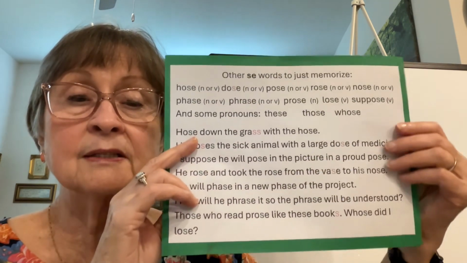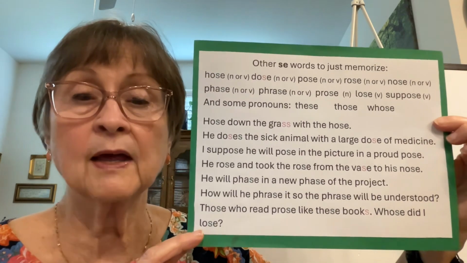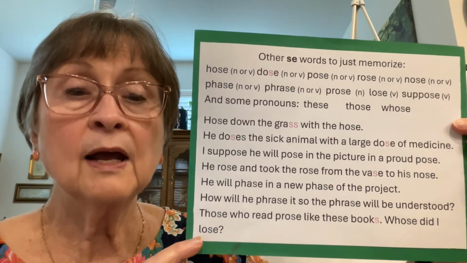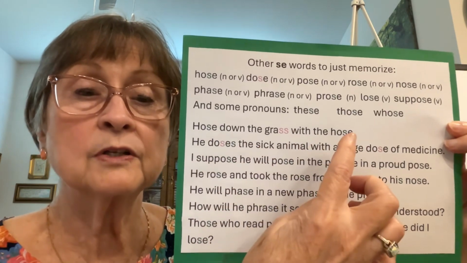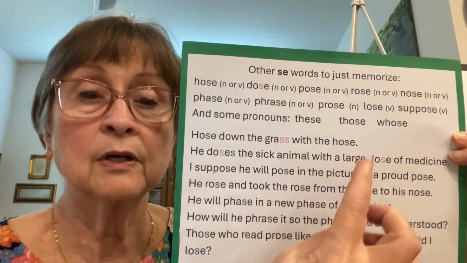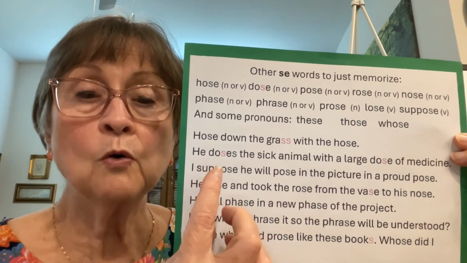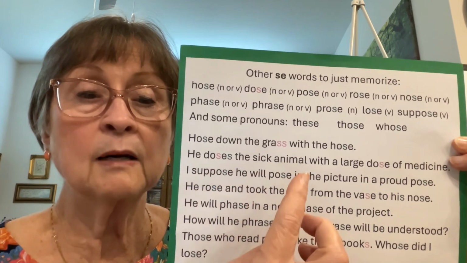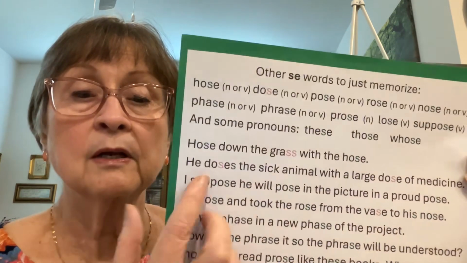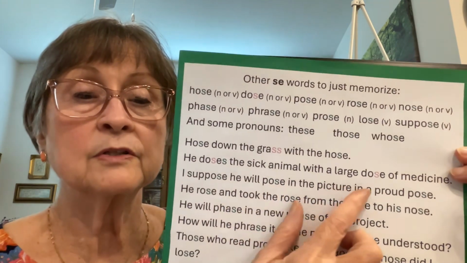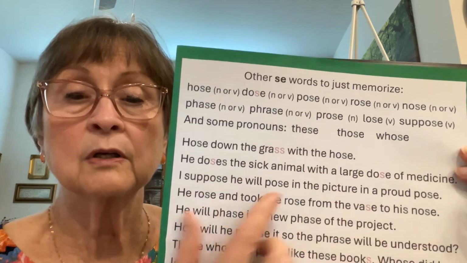So here are some sentences that illustrate some of that. Hose down the grass with the hose. This is a verb, this is a noun, but they're both Z. He doses the sick animal with a large dose of medicine. This is a verb, this is a noun, both S.